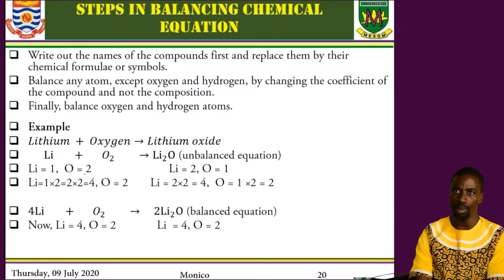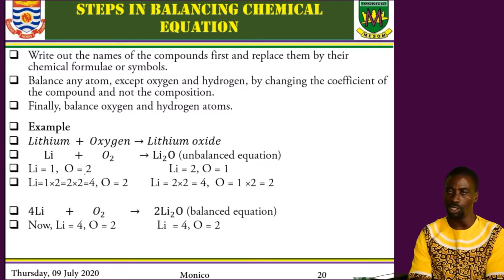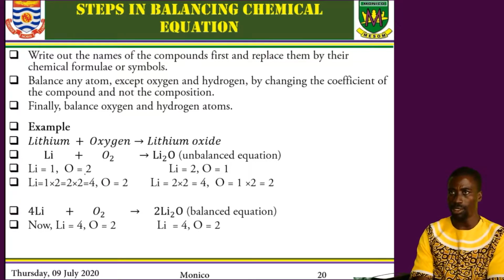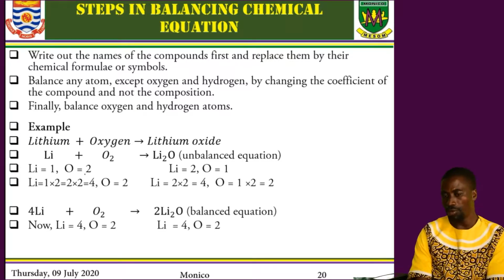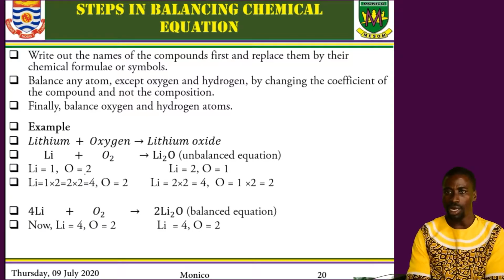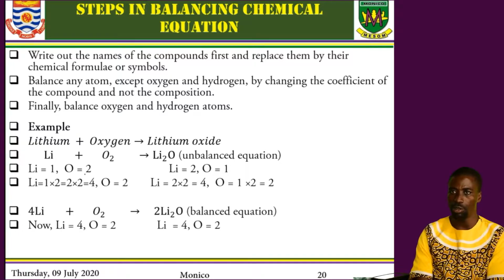The next step is to balance any atom first, except oxygen and hydrogen, by changing the coefficients of the compound, not the composition. That is, don't change the subscript, but change the coefficient. Please, we are saying balance any atom except hydrogen and oxygen first. Of course, there are so many ways to kill a cat, but this is what is being given. Even in the video, we saw different methods. So, as a person, just go through and choose the one which is simple for you to do.